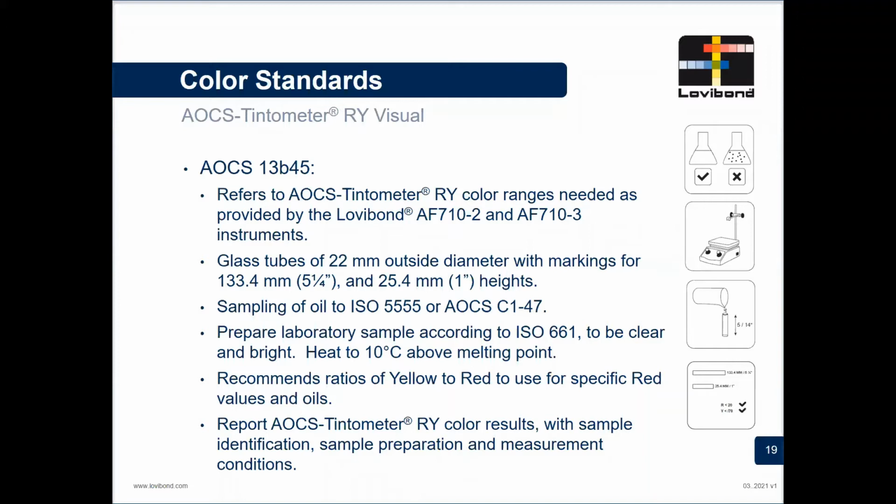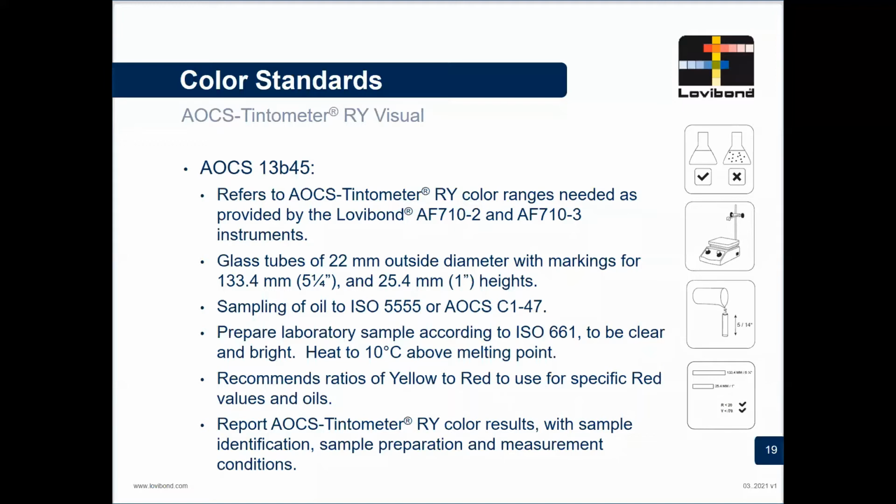So it has the 5¼ inch to 133mm level, and we also have the 1 inch to 25.4mm height marked on our tube. So you fill the oil appropriately to the right level, depending on how dark your sample is. Usually for dark samples, the smaller height, for light samples, the longer length, so that you can actually see some color.